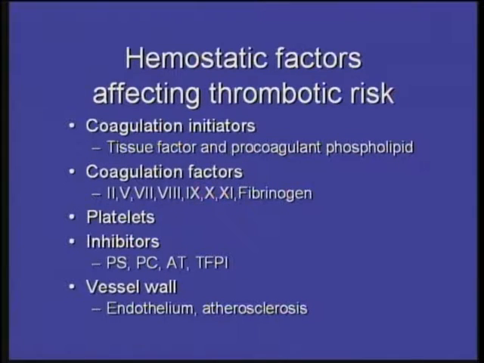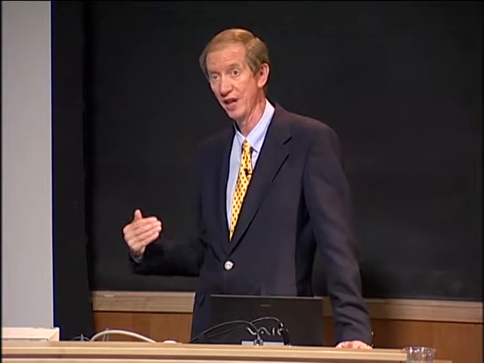Now, if we look at the hemostatic factors that potentially affect thrombotic risk, we've got things like the coagulation initiators, things like tissue factor and procoagulant phospholipid that activate the system, initiate it, get it going. We've got the coagulation factors that sustain it, all the things that are part of the cascade, 2, 5, 7, et cetera, that generate coagulation activating factors, eventually leading to thrombin. Thrombin activates fibrinogen, you make the clot.